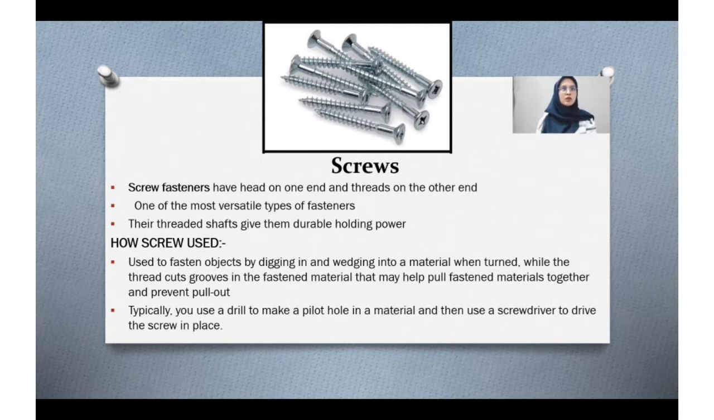So how is the screw used? The screw is used to fasten objects by digging in, wedging into a material. When turned, the thread cuts a groove in the fastened material that may help pull the fastened materials together and prevent pull out. Typically, you use a drill to make a pilot hole in a material and then use a screwdriver to drive the screw in place.